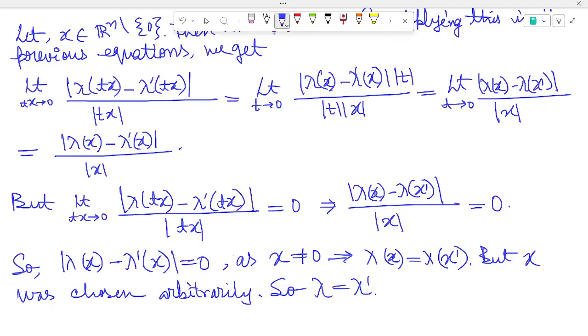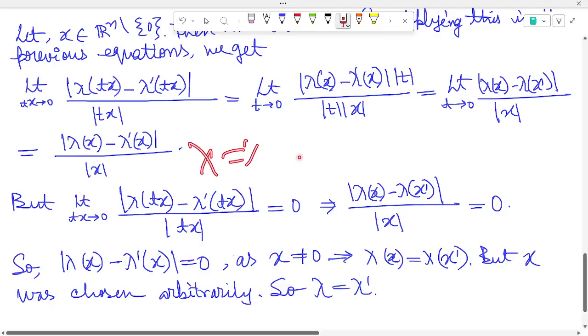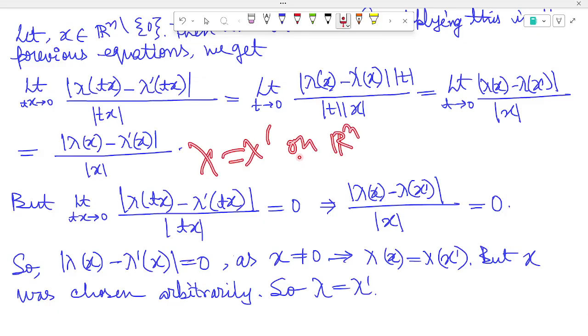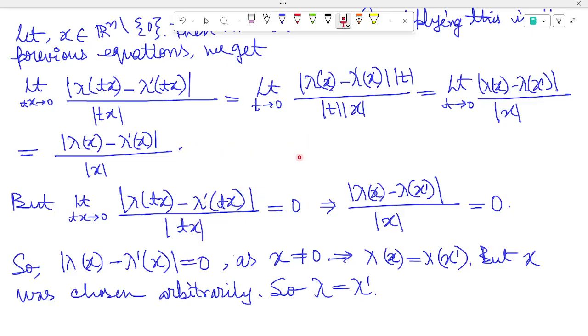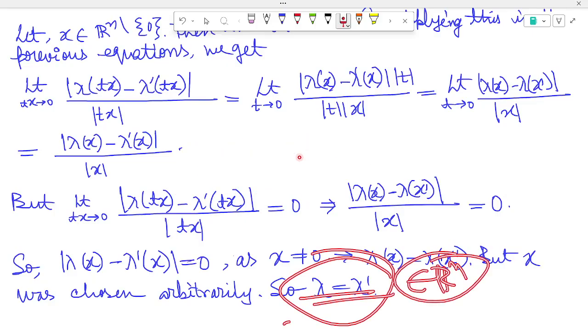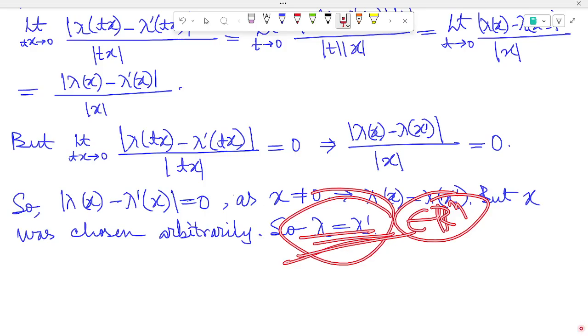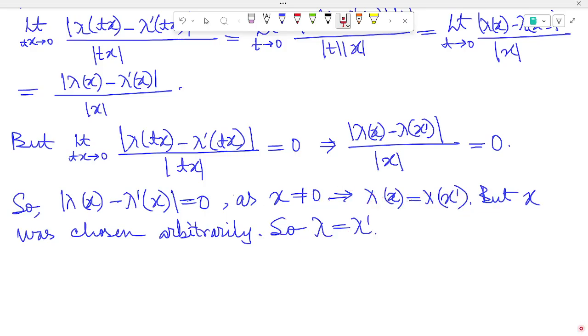So one question you might have: lambda agrees with lambda dash on Rn minus 0, because x was chosen from Rn minus 0. But we remember that any linear transformation maps 0 to 0. So lambda will also agree at the point 0. So lambda agrees on the whole Rn. They are actually equal.